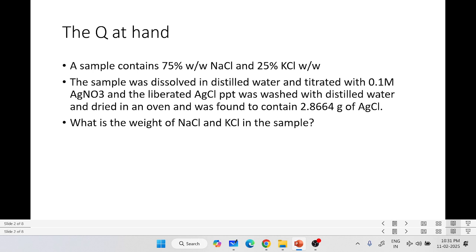The question is, we have got a sample with 75% weight by weight of NaCl and 25% weight by weight of KCl. The sample was dissolved in distilled water and titrated with 0.1 molar AgNO3, and the liberated AgCl precipitate was washed with distilled water and dried in an oven and found to contain 2.8664 grams of silver chloride. So from this we have to find the weight of NaCl and KCl in the sample in grams.